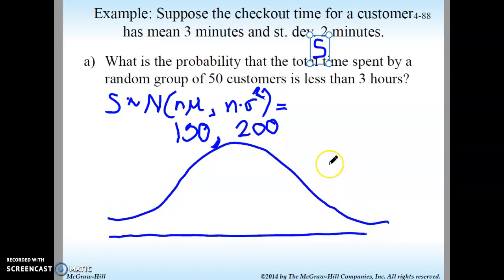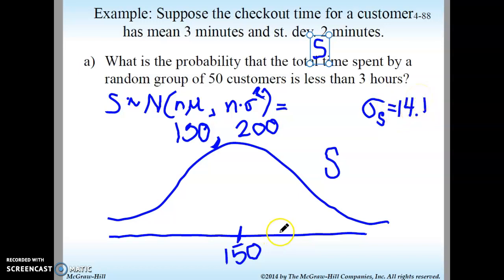That means the picture for this sum S, the total time spent by 50 customers, has a mean of 150 because it's normal. The standard deviation is the square root of 200. So the standard deviation for S will be the square root of 200, which is about 14.1. So this is what it looks like.